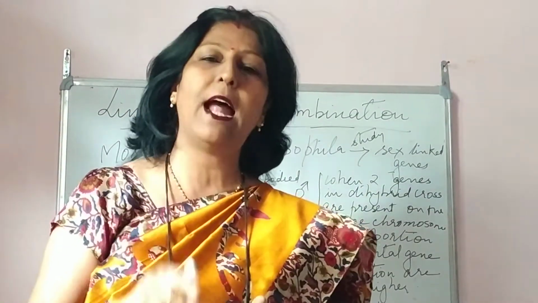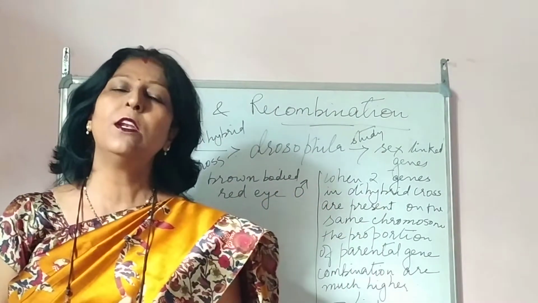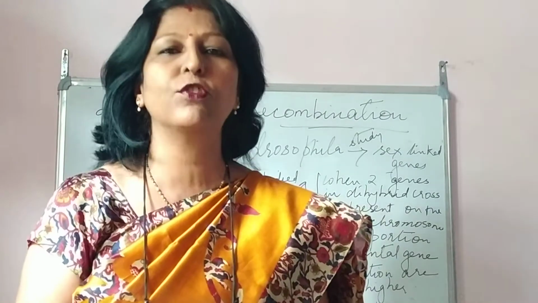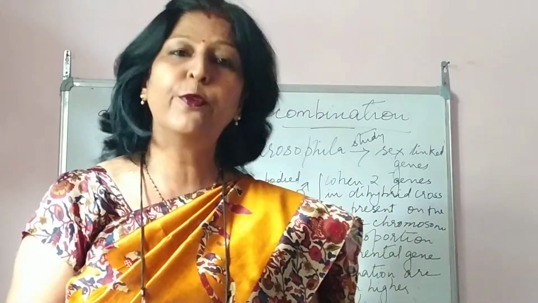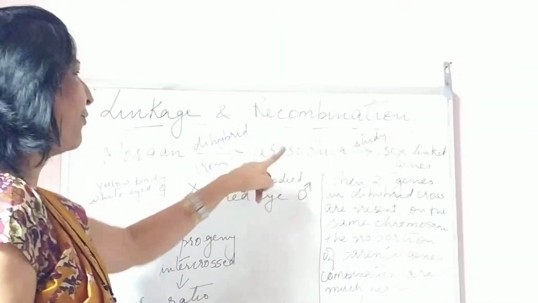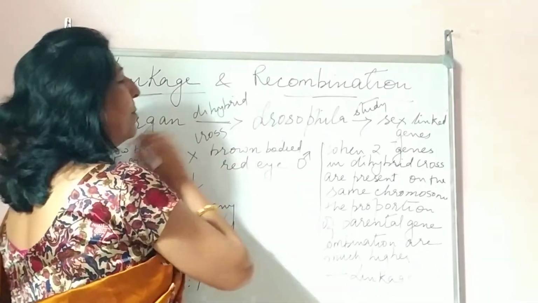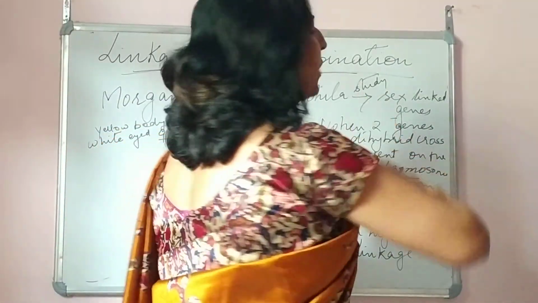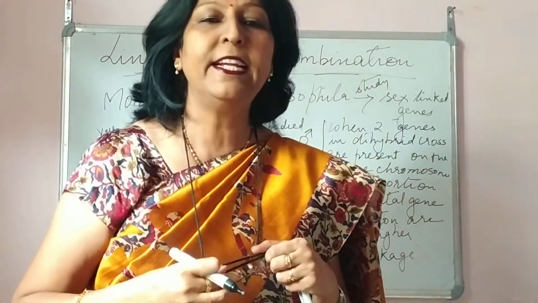Based on that experiment, Morgan also conducted quite many experiments. He conducted experiments on Drosophila. Drosophila is a fruit fly. He took Drosophila and conducted a dihybrid cross, and he tried to study sex linked genes.